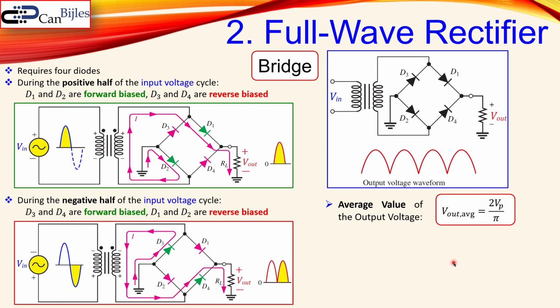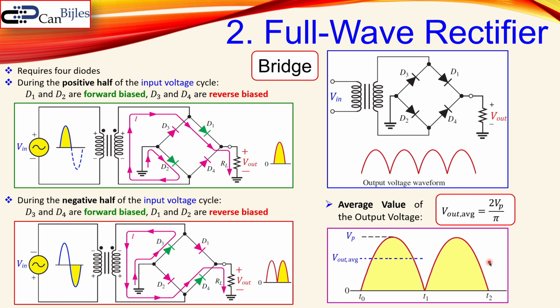If you use the ideal diode model, this is the formula you can use. And this is then the graph you have. Of course, you now have 2 parts of your area, and this is the V out average having this value.